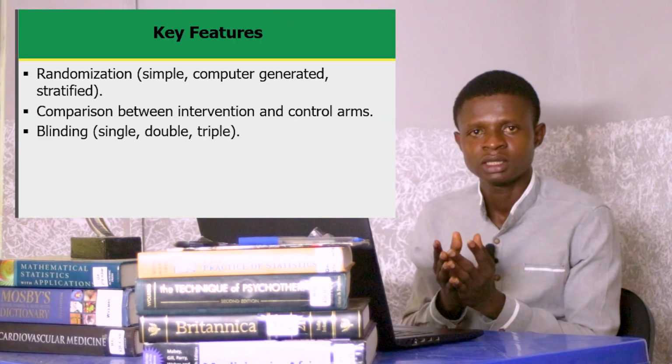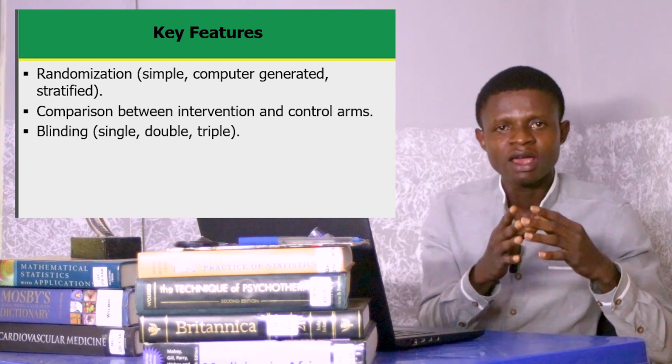And then also we have the stratified. So the stratified is like you putting them into strata. So let's say drivers from community A will be put on the intervention group, and then drivers from community B will be put on the control group. So that one too is one of the aspects of randomized control trial.